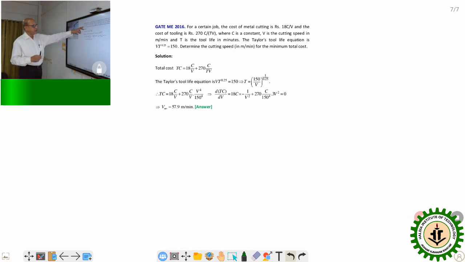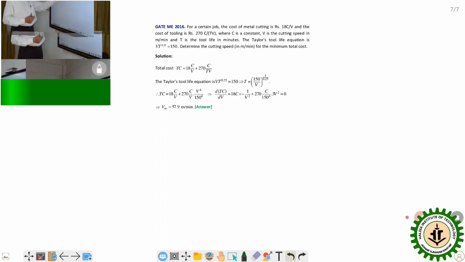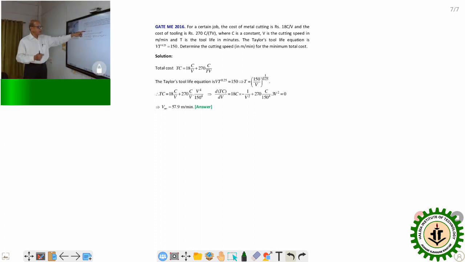Now in this particular problem, it is told that there are two components of the cost. One is the cost of metal cutting, in a simplified version, 18 into some constant C by V, and the cost of tooling is 270 into C divided by T into V, where T is the tool life and V is the cutting speed. So the total cost will be the metal cutting cost plus the tooling cost. The cost of machining and the tool cost itself are added together to get the total cost.